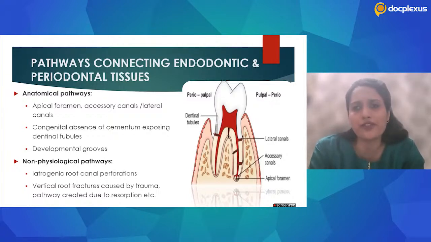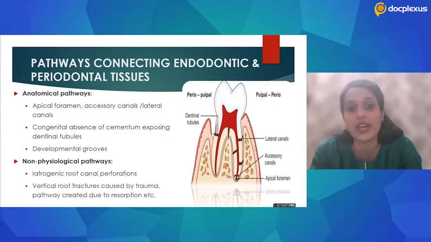or middle third. In 0.5% of cases, they have been reported till the apical third. There are non-physiologic pathways that will include your iatrogenic root canal perforations. Root canal perforations, now we know they can be because of us, iatrogenic, or because of any cavity or over preparation, or where you have strong lateral and accessory canals. That way also you can have them.